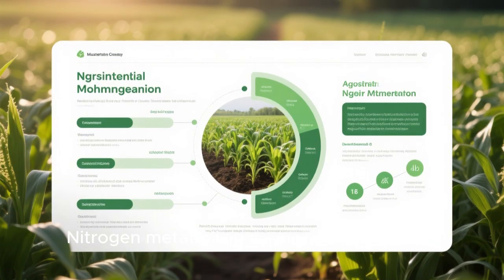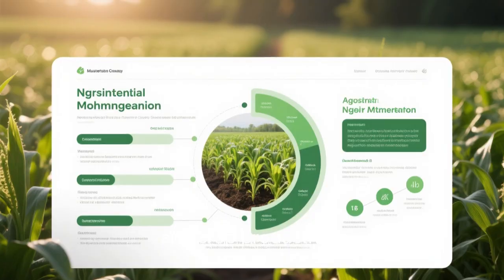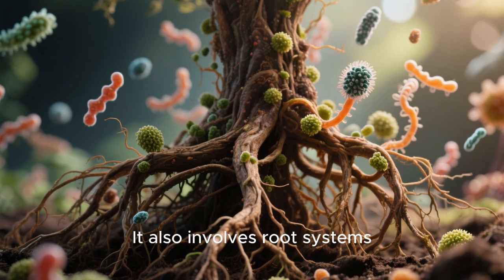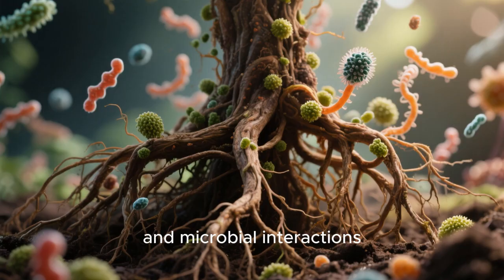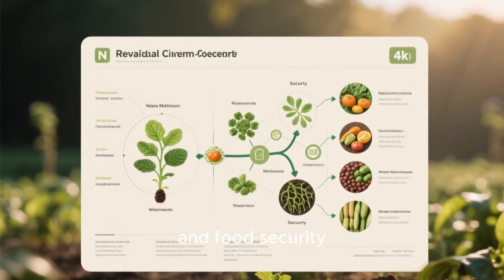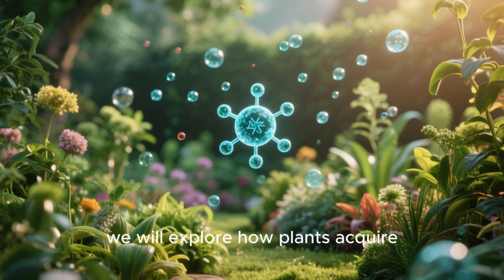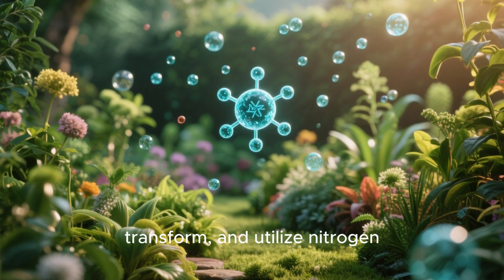Nitrogen metabolism supports plant growth, ecosystem balance, and crop productivity. It also involves root systems, enzymes, energy from photosynthesis, and microbial interactions. Understanding nitrogen metabolism helps improve agriculture and food security. In this video, we will explore how plants acquire, transform, and utilize nitrogen.